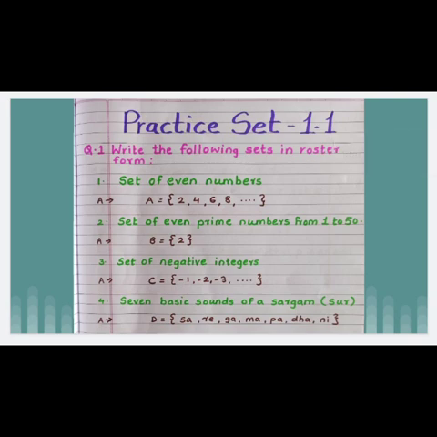Curly bracket closed. Fourth one, 7 basic sounds of a sargam. Sur. All of you know that there are 7 sur: Sa, re, ga, ma, pa, dha, ni. To show this set, we use here capital letter D, mention those 7 sur and close the curly bracket.